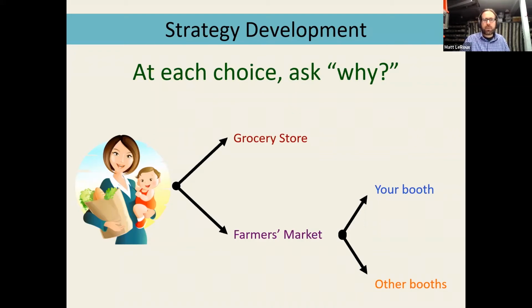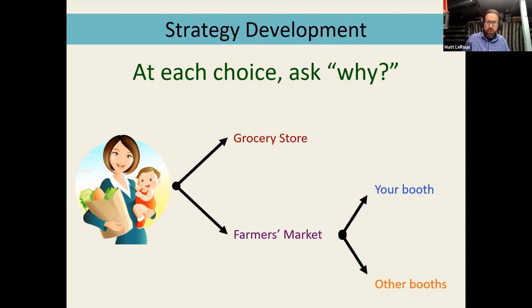So if we pick this sort of mom with a small child, we can say, she's our target customer. When she gets in her car to go get food for the family, she's making a choice. And if she chooses to go to the farmer's market instead of the grocery store, we have to ask why. Why would she elect to drive to the farmer's market instead of the grocery store?